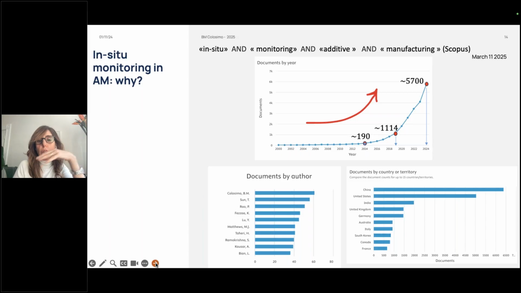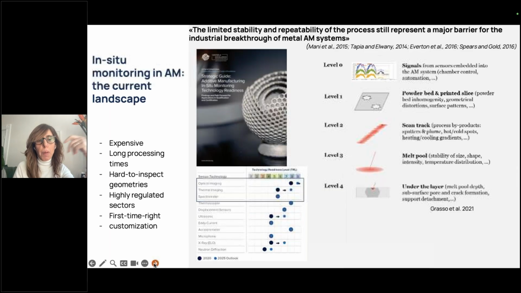And as you can see, I was surprised to still be the most prolific author, but I think I've been using the terms consistently in the papers that I've been producing. But as you can see, it's a worldwide challenge, because clearly if you are able to make machines that are more intelligent, or even help the end users produce parts without defects, this is possibly going to act as a game changer for this technology that still has a lot of stability problems.